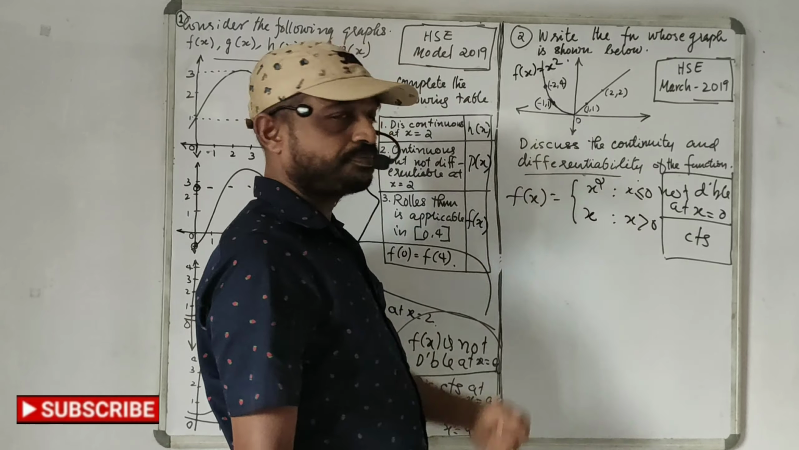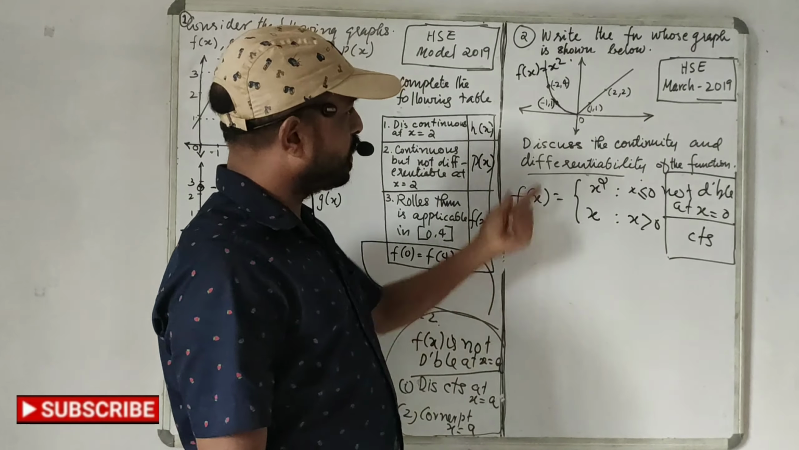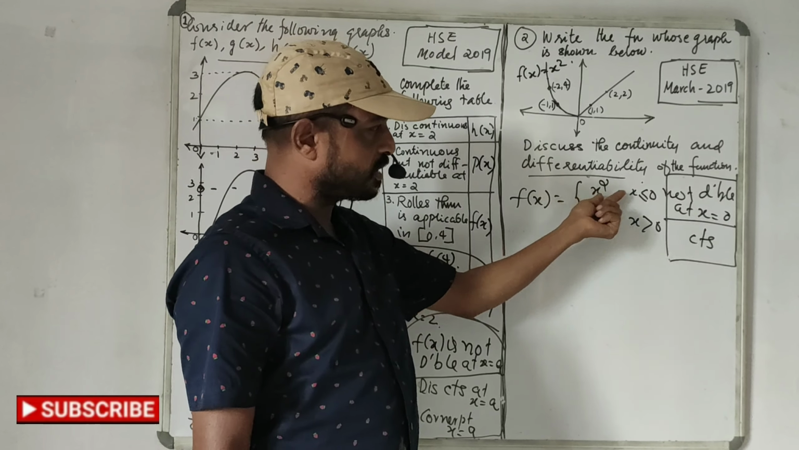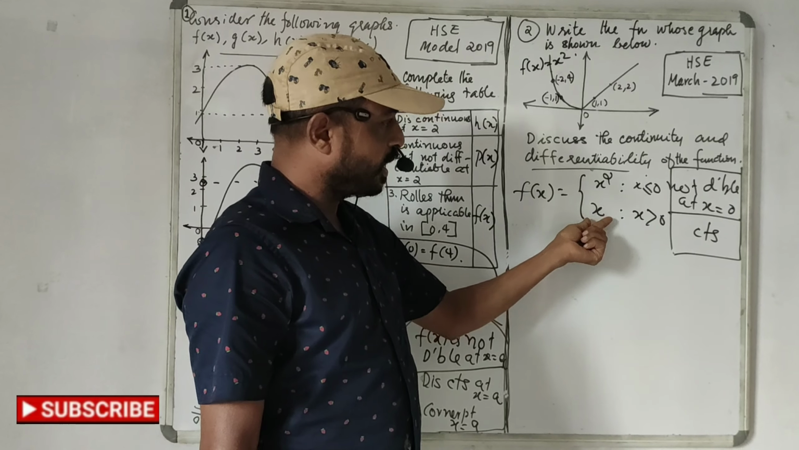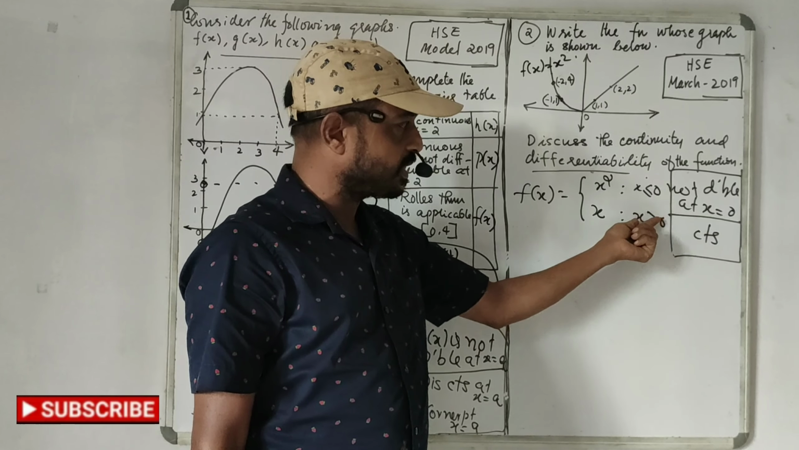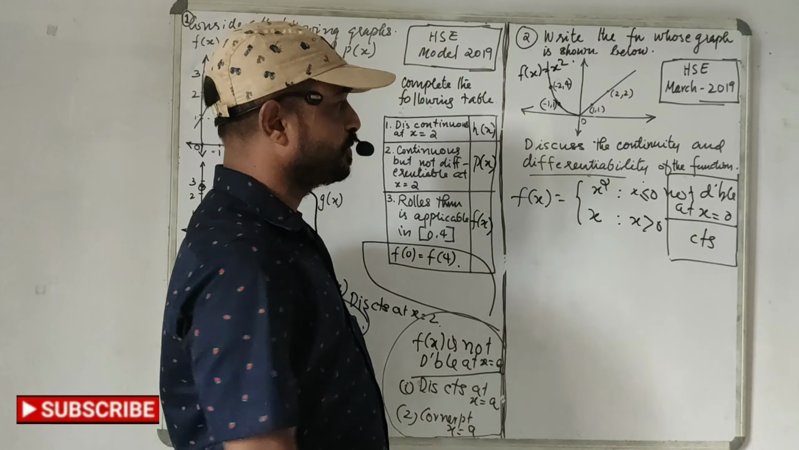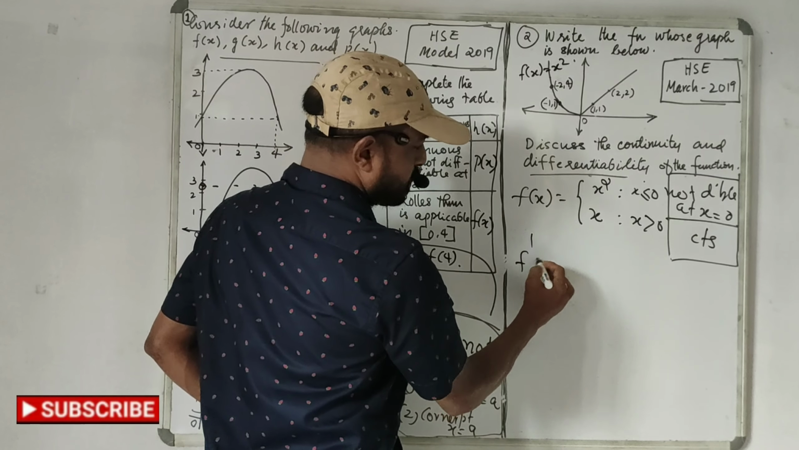So this is the function given in the problem. So f of x is equal to x square when x is less than or equal to 0 and f of x is equal to x when x is greater than 0. So what will be f dash of x?